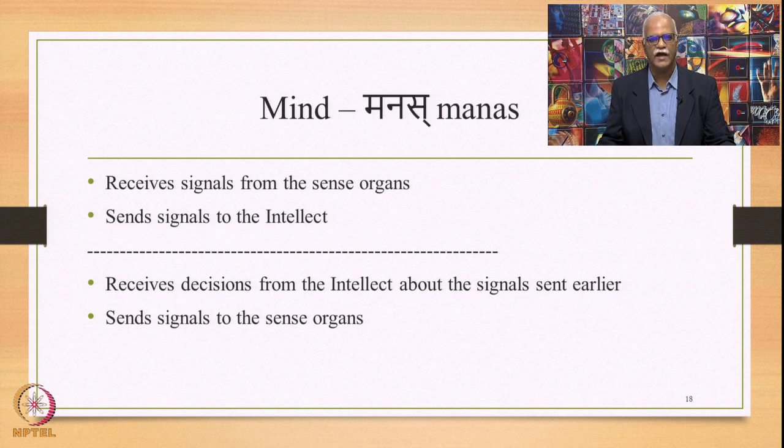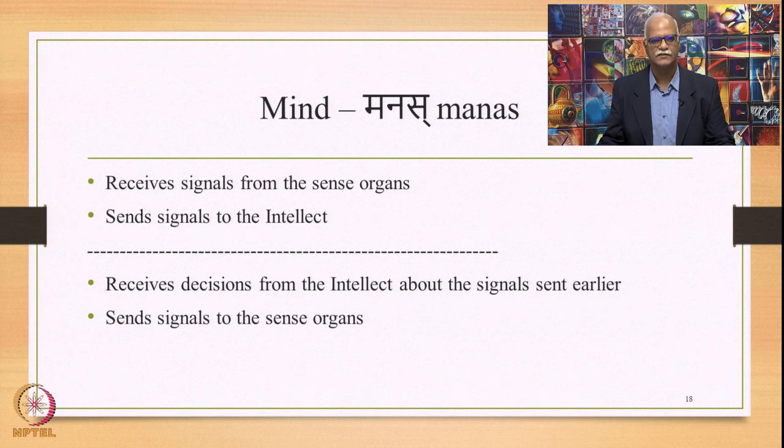Now let us look at the concept of manas and the role it plays in this entire cognitive apparatus, and we are also going to study this directly in the process of speech production as well. Now, it is described and generally agreed in the Indian philosophical systems that the function of the mind is to receive signals from the sense organ and send them to the intellect for further processing. And there is a line drawn in between these two, because they indicate the directions. So, first job is to receive signals from the sense organs and pass them on to the intellect.